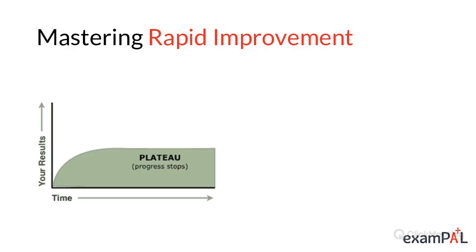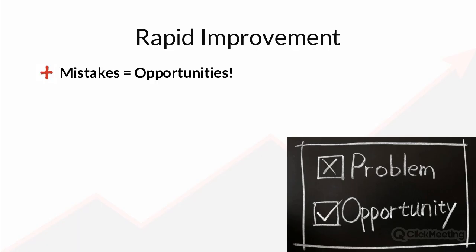The second part of breaking the 700 barrier is mastering rapid improvement. This is what you do when you've hit that wall, when you've hit that 600 or the 650 or wherever it is that you're stuck at, and how you break through that.